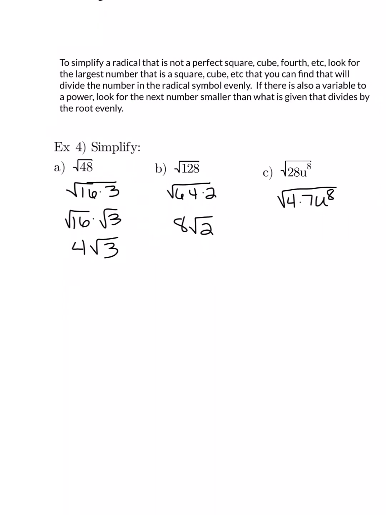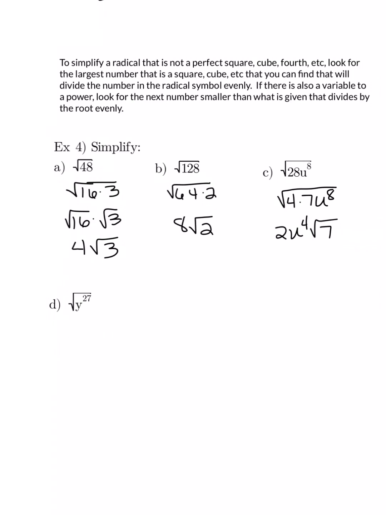Now, the things that are perfect squares we're going to take out. The square root of 4 is 2. Take 8 divided by 2, you get u to the 4th. We can't do anything with 7, so it stays in the square root symbol.